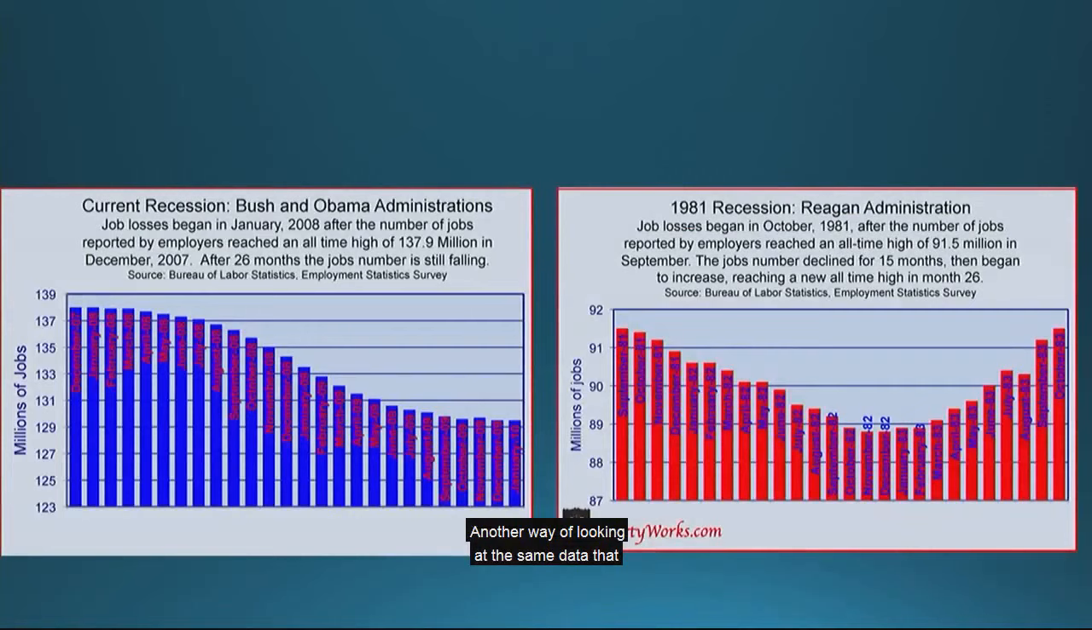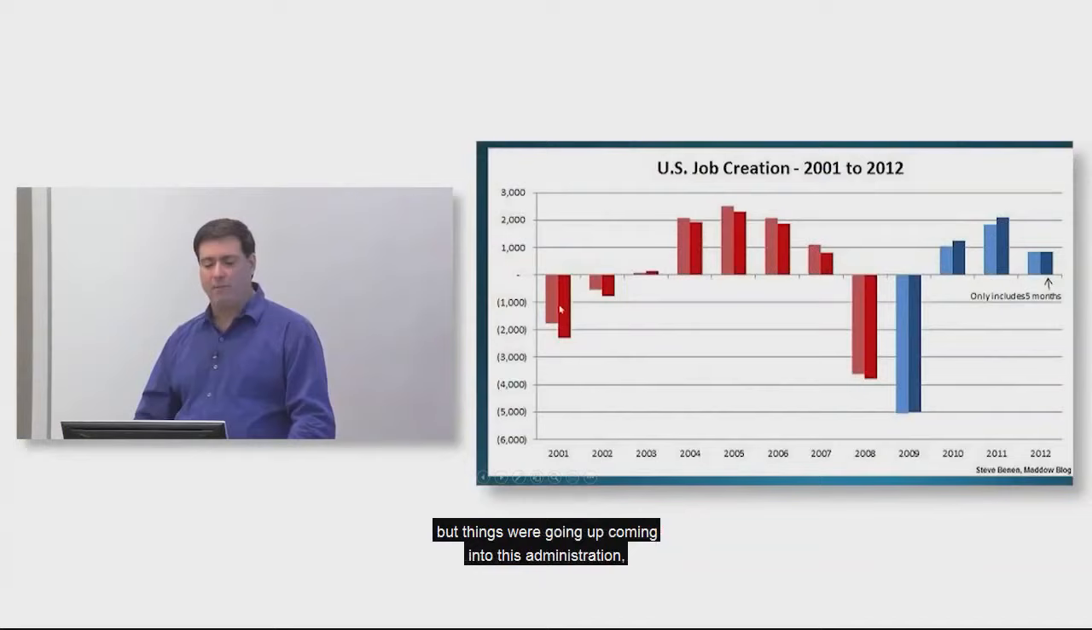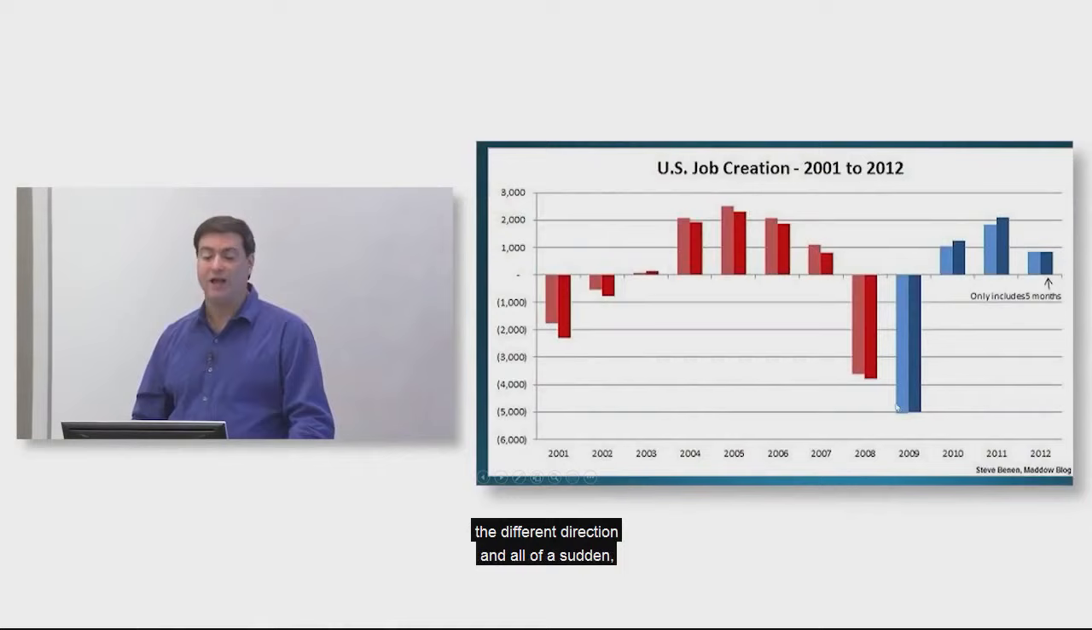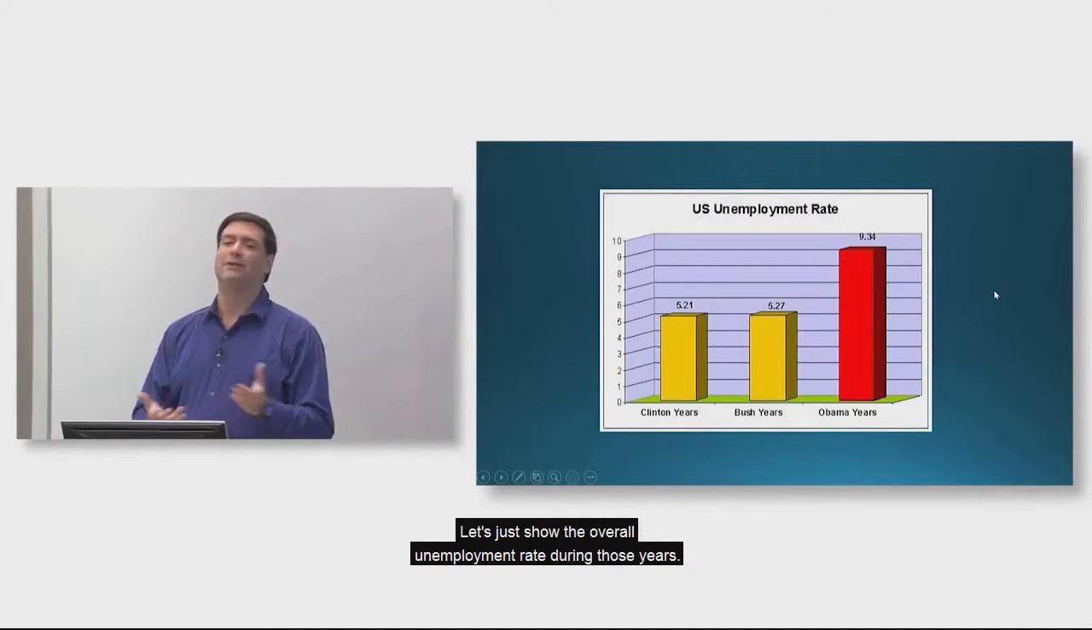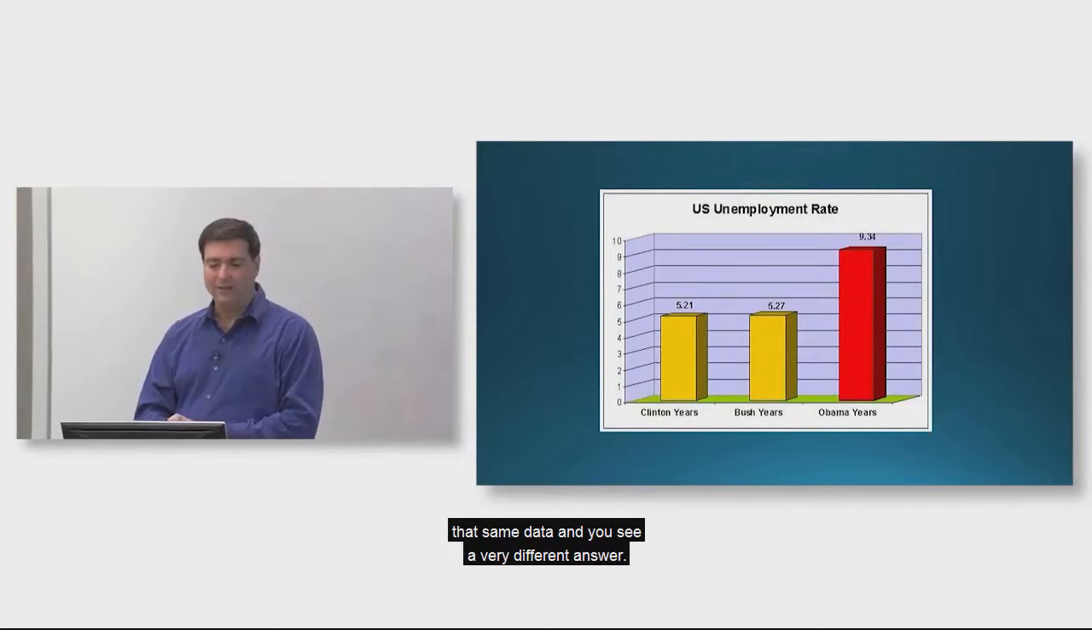Well, there was a response to that saying, well, yeah, fine, but things were going up coming into this administration, and then they turned around going the different direction. And all of a sudden, things have turned, and this is only a half year, so it's okay. So you go back and forth. Well, fine, oh, this is all complicated. Let's just show the overall unemployment rate during New Year's years. Another way of breaking out that same data, and you see a very different answer.